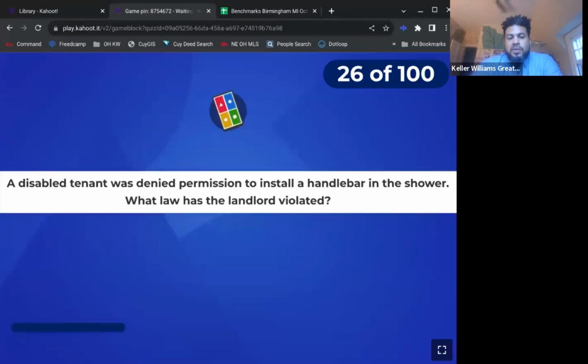A disabled tenant was denied permission to install a handlebar in the shower. What law has the landlord violated?